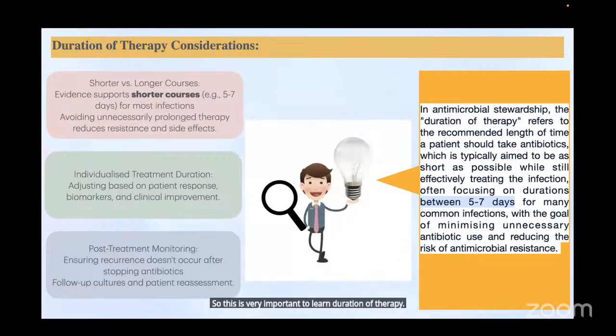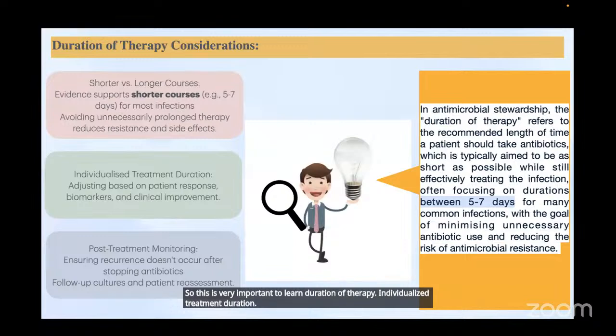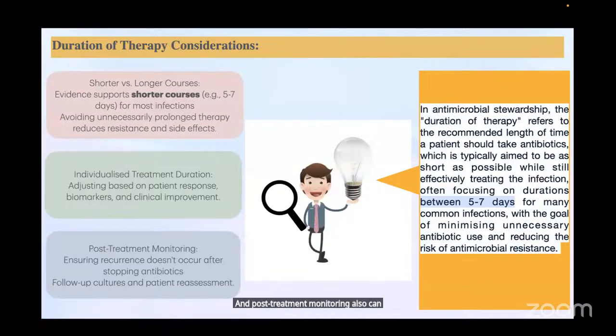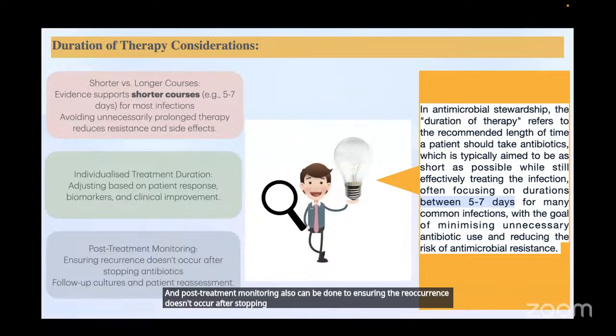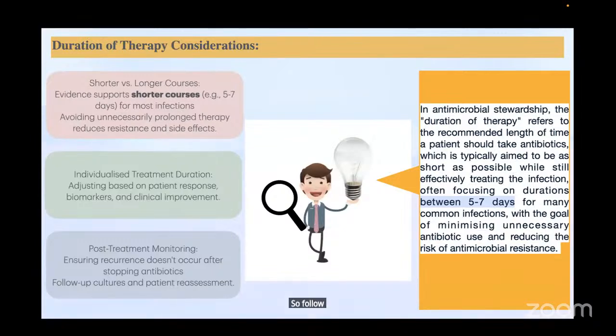Individualized treatment duration: adjusting your duration based on the patient's response, based on the patient's biomarkers, which can be procalcitonin, for example, and clinical improvement. Post treatment monitoring can also be done to ensure recurrence doesn't occur after stopping your antibiotics. So following up your cultures and patient reassessment is also part of therapy.